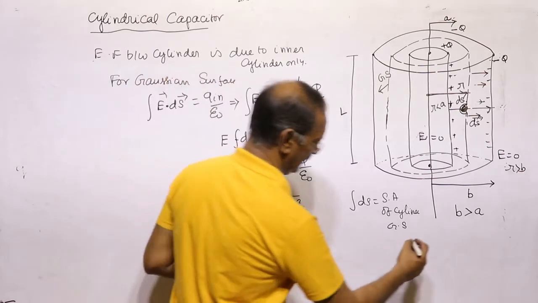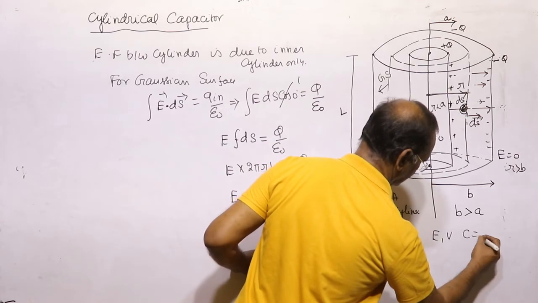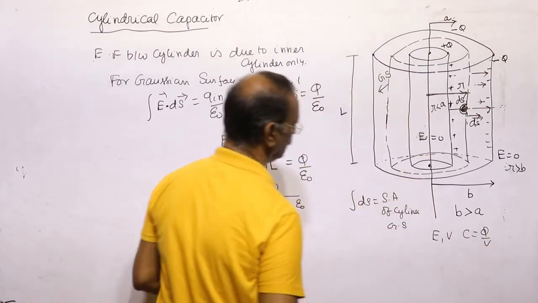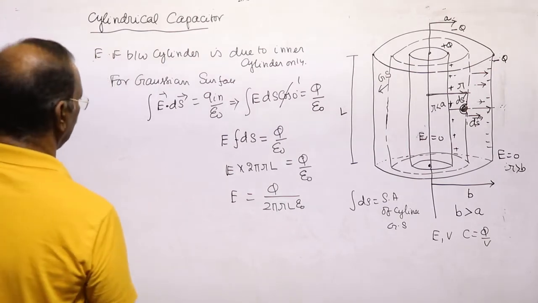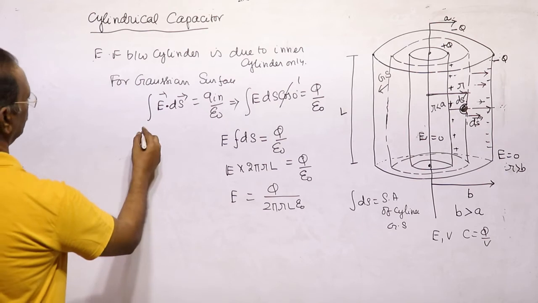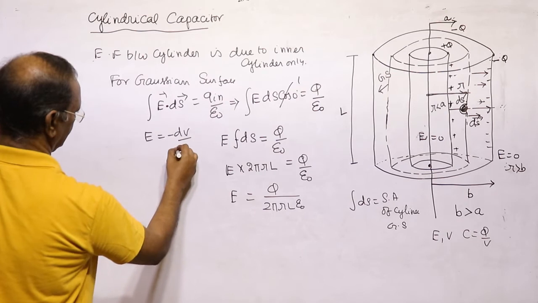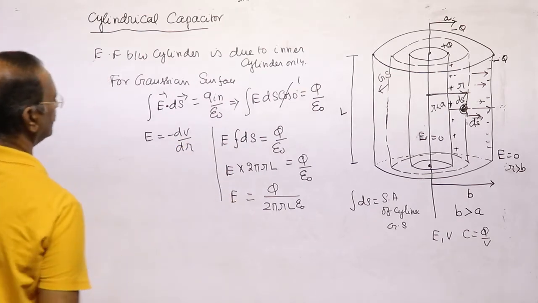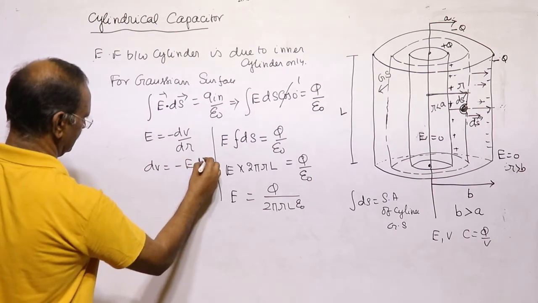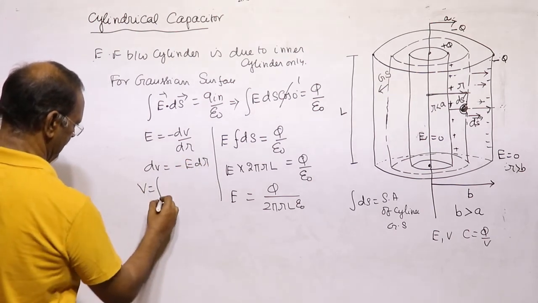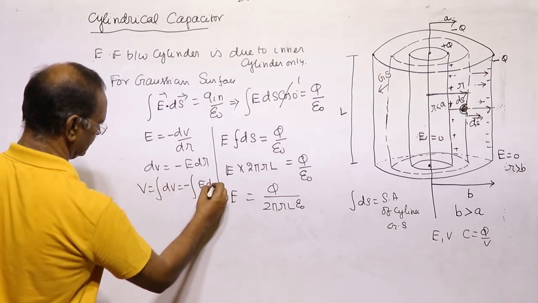First step, we will find out the electric field, then we find out the potential, then we will use capacitance is equal to q by V. Now we will go for the V. Now that we have the electric field, we have to find out the potential. As we know, E is equal to minus dV by dr, or dV is equal to minus E into dr, or V is equal to the integral of dV, which is the integral of minus E into dr.